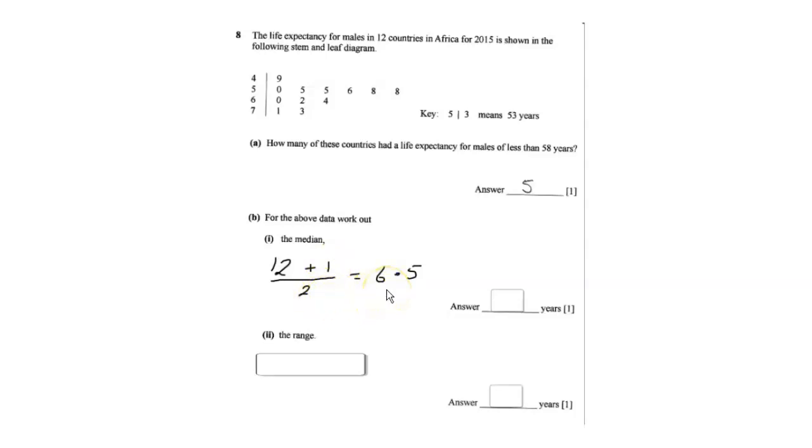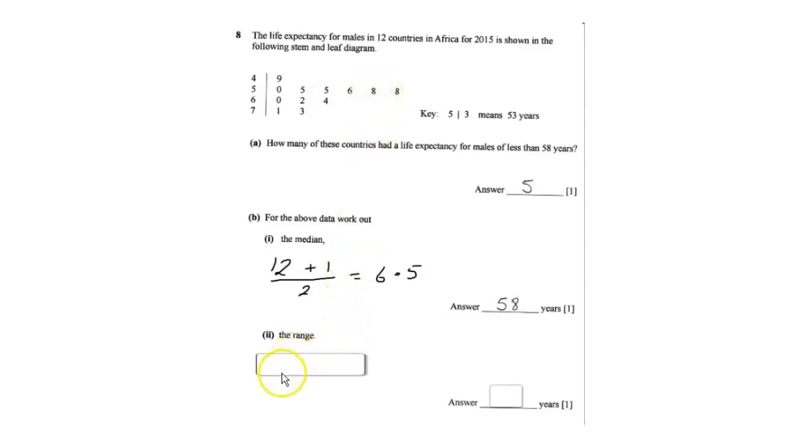Now that means it's between the 6th and 7th number. So we can count 1, 2, 3, 4, 5, 6, and the 7th, so it's in between those two, the 58s. But because they're the same number, you just have it as 58 here. You could easily add them and then divide by 2, but they'll just turn out to be 58.